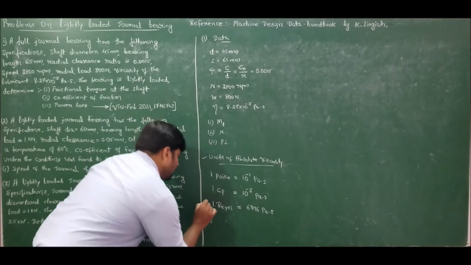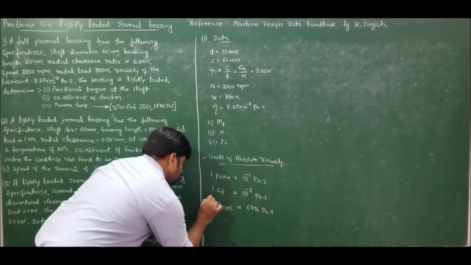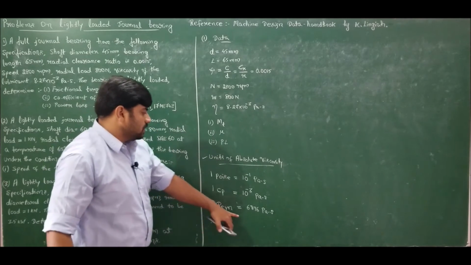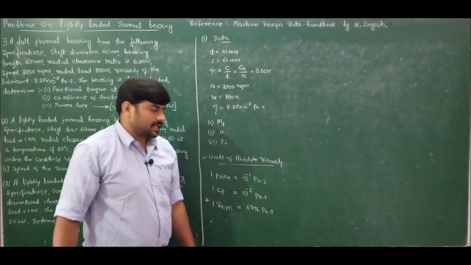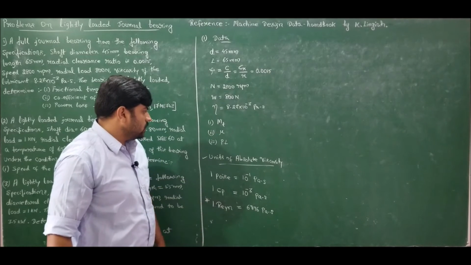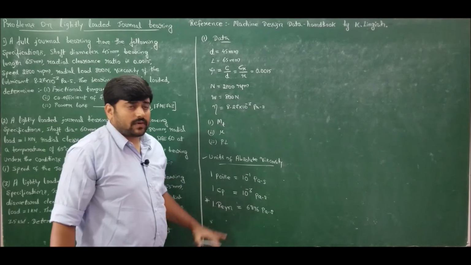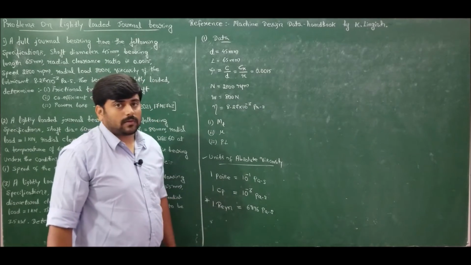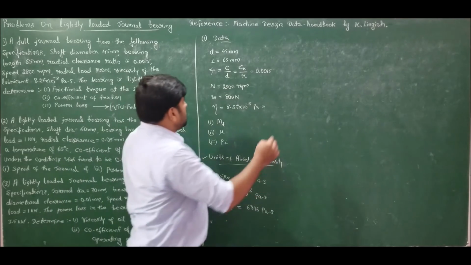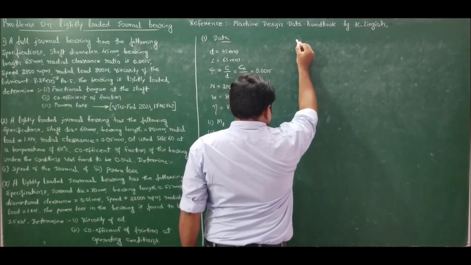So this is also a very important note to be remembered. 1 Reynolds is equal to 6896 Pascal second. So kindly make a note of viscosities, which is very important to solve numerical problems. Now let us solve problem number 1.